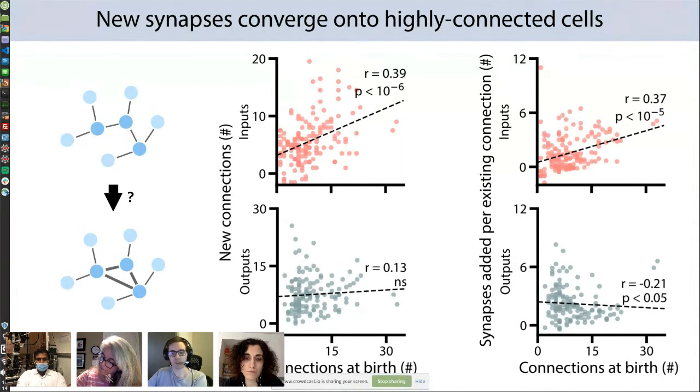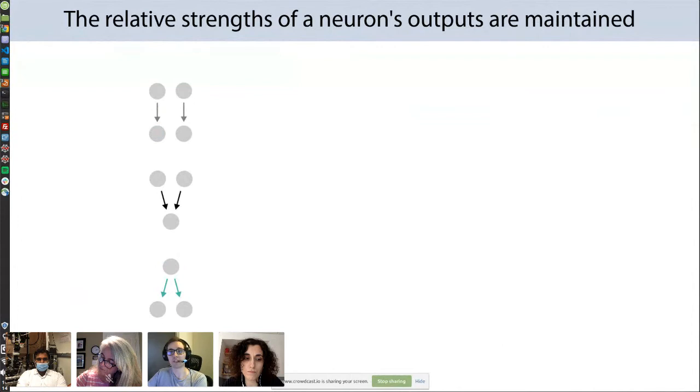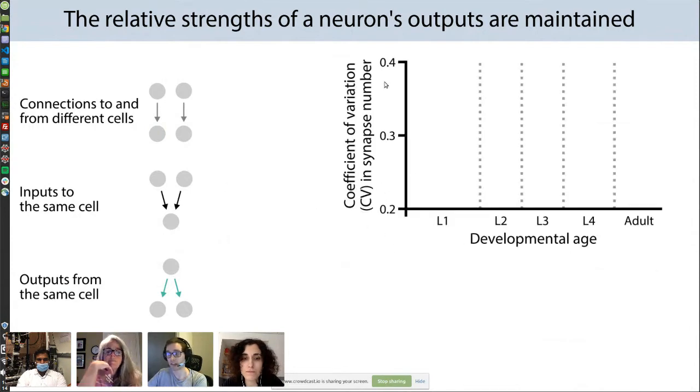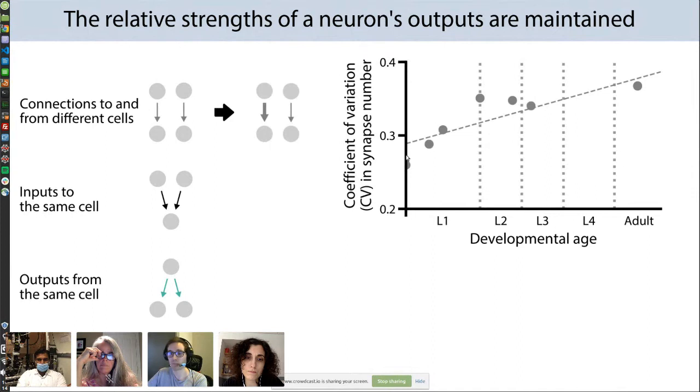And a third form of non-uniform synapse addition is evident when comparing the relative strengthening of neurons' inputs and outputs. So we correlated the number of synapses for inputs to the same cell, outputs from the same cell, and connections between different cells. So I'm going to show the result in this plot here, where the y-axis, it sounds a bit scary, the coefficient of variation in synapse number, it simply means how different the synapse number is between 2 connections. So over time, unsurprisingly, connections to and from different neurons diverge in synapse number.